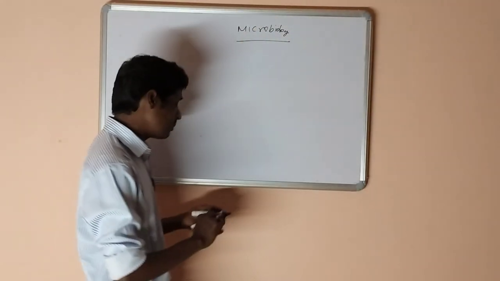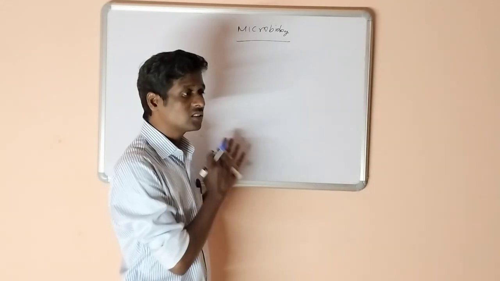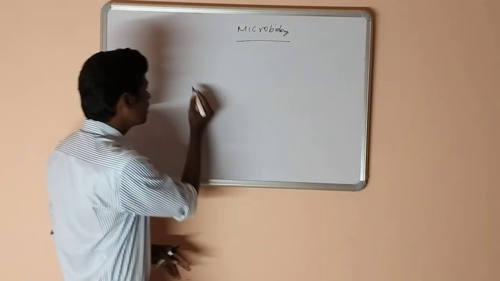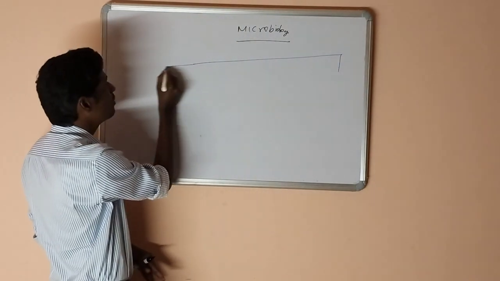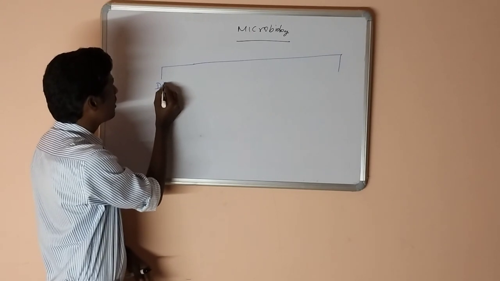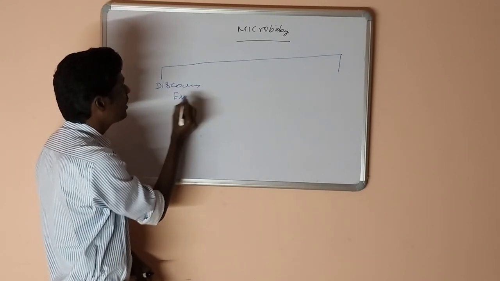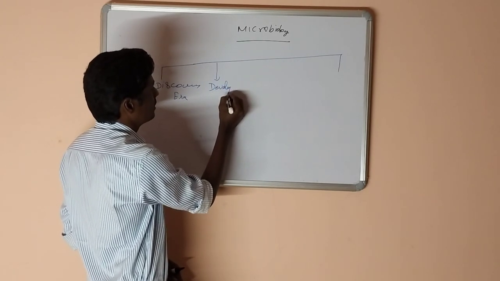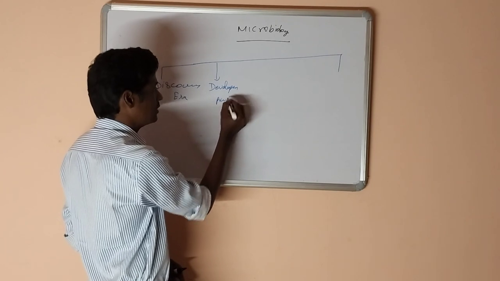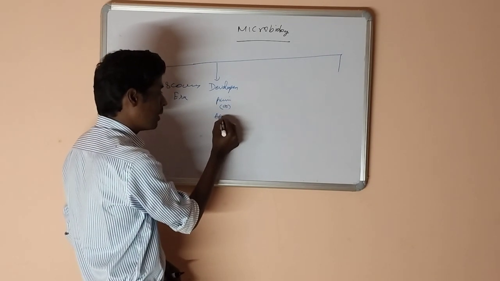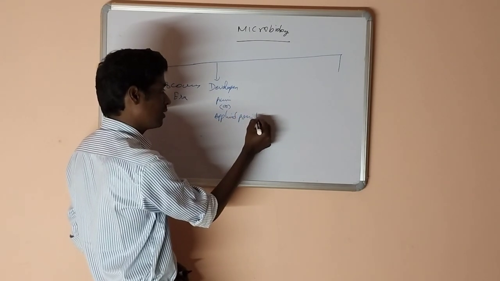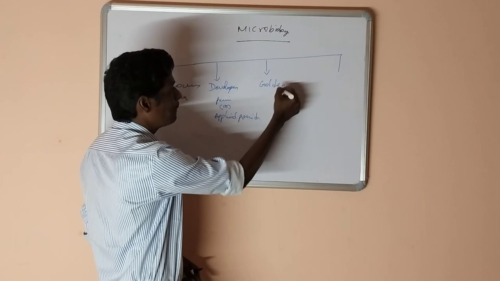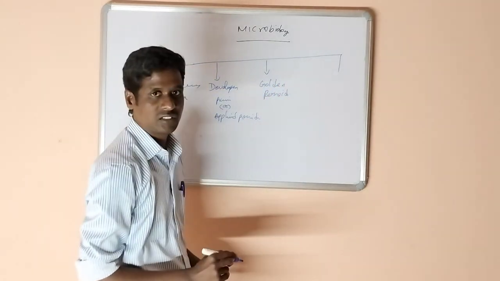In microbiology, the different periods were classified, which is useful for gaining knowledge of the historical development of microbiology. First is the discovery era. Next is the development period, or applied period. And the third one is the golden period of microbiology.